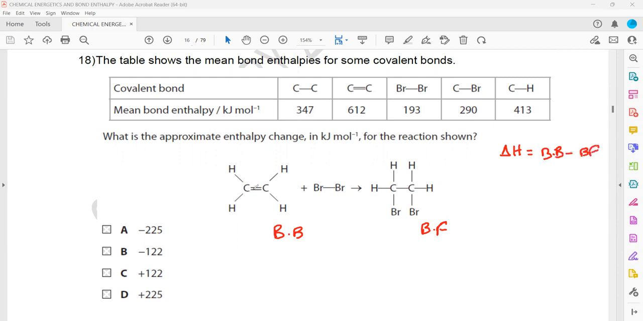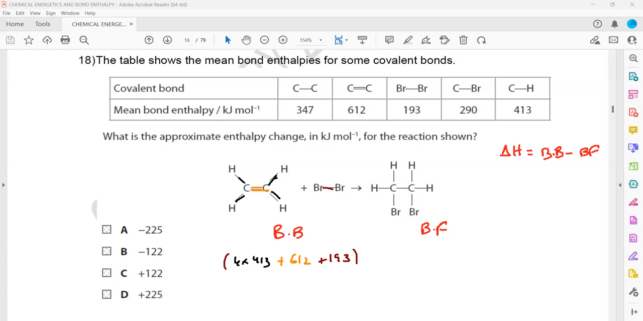For bond breaking energy, we have 1, 2, 3, 4. So 4 C-H bonds are there. Each C-H bond is 430, so it will be 4 multiplied by 430. Then we have the carbon-carbon double bond, which will be 612. Then we have the bromine single bond, that is 193. So this will give us the bond breaking energy.